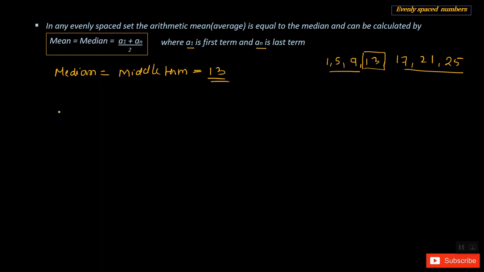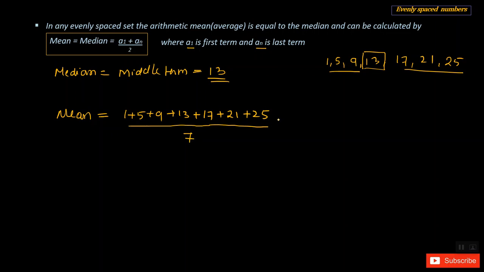Now what do we mean by mean? The mean, or the arithmetic mean, or the average, is basically the sum of all the numbers. What do we get? 1 plus 5 plus 9 plus 13 plus 17 plus 21 plus 25. All these numbers divided by how many are there? 1, 2, 3, 4, 5, 6, 7. So divided by 7. If you add them all and divide by 7, the result, the mean, you are going to get here is 13.